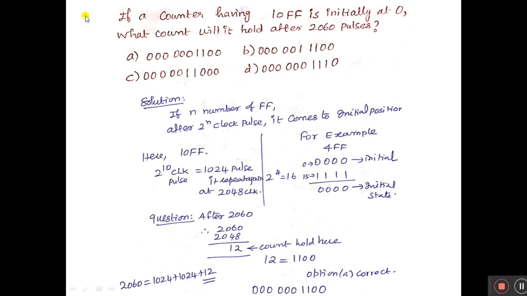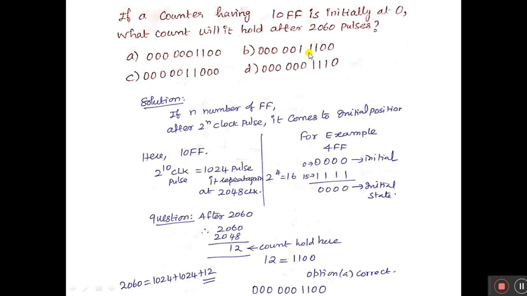If n number of flip-flops are given, after 2 power n clock pulses, it comes to the initial position. For example, if I take 4 flip-flops, that means 2 power 4, which is 16. So 0, 0, 0, 0 for the 0th position, and 15th position is 1, 1, 1, 1. After the 15th position, the 16th value is 0, 0, 0, 0. It comes to the initial state. That's why I am telling, after 2 power n clock pulses, it comes to the initial position 0, 0, 0.